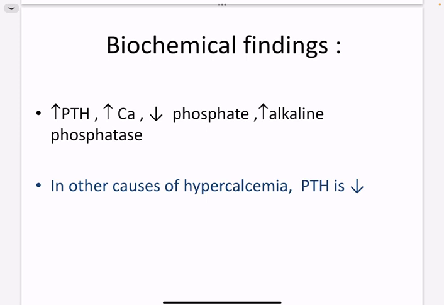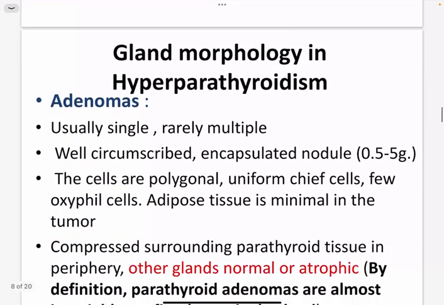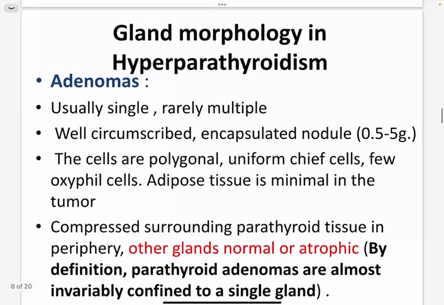Gland morphology in hyperparathyroidism. حكينا the most common cause of primary hyperparathyroidism is an adenoma. Excellent. Again, in 85 to 95% of the cases, an adenoma will cause elevation of the parathyroid hormone. So, what do we see in adenomas? Adenomas are usually single, well circumscribed and encapsulated. I will show you a picture. It is variable in weight. It could be very small, 0.5 grams up to 5 grams.